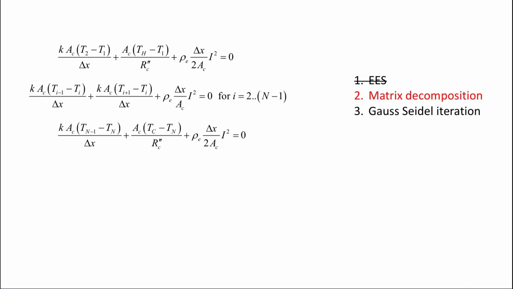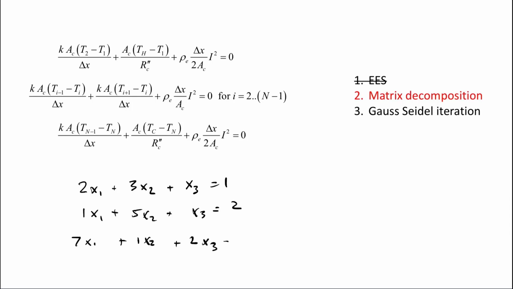A really simple example, you could just write some really simple equations: 2x1 plus 3x2 plus x3 is equal to 1. That's one equation. If we had three variables here, how many equations are we going to need to solve this? We need 3. So we'll write something out just for sake of example. x1 plus 5x2 plus x3 equals 2. And 7x1 plus 1x2 plus 2x3 equals 5. Okay, so this is a set of equations that we could solve.